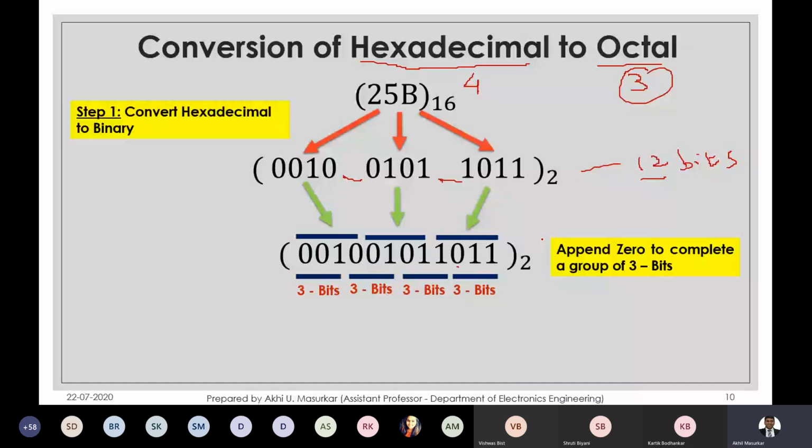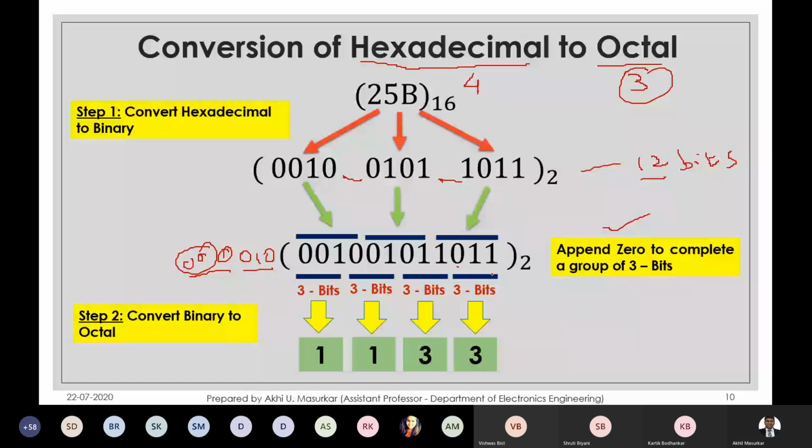But as a general step, if you get something more here, let's say something like this, then you have to again append zeros. That is required. And then you convert this binary to octal. Since you have grouped in 3, 011 is 3, 011 is again 3, 001 is 1, 001 is 1. So this is the way to convert hexadecimal to octal.